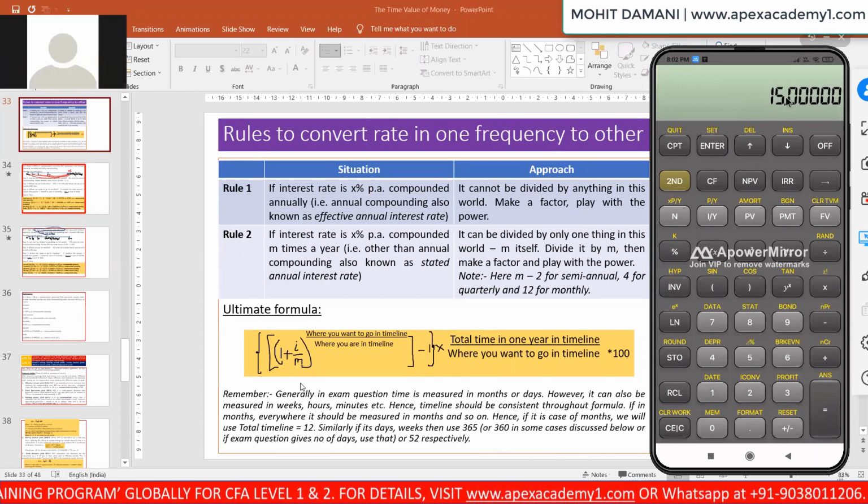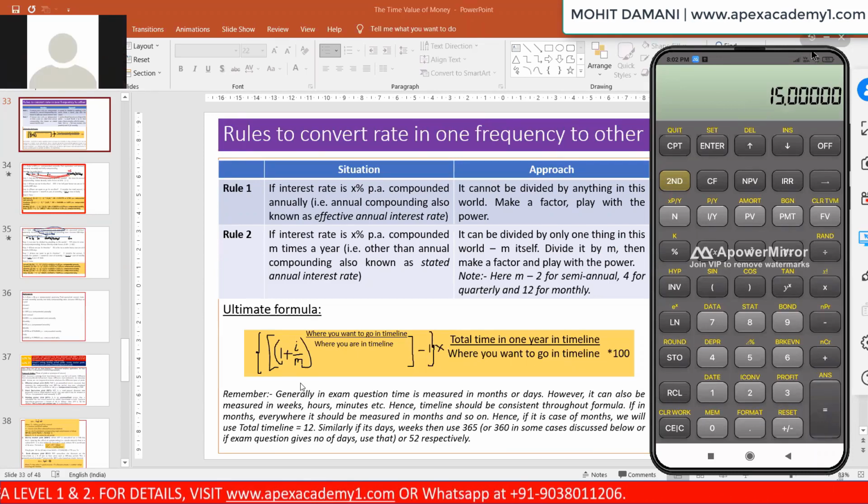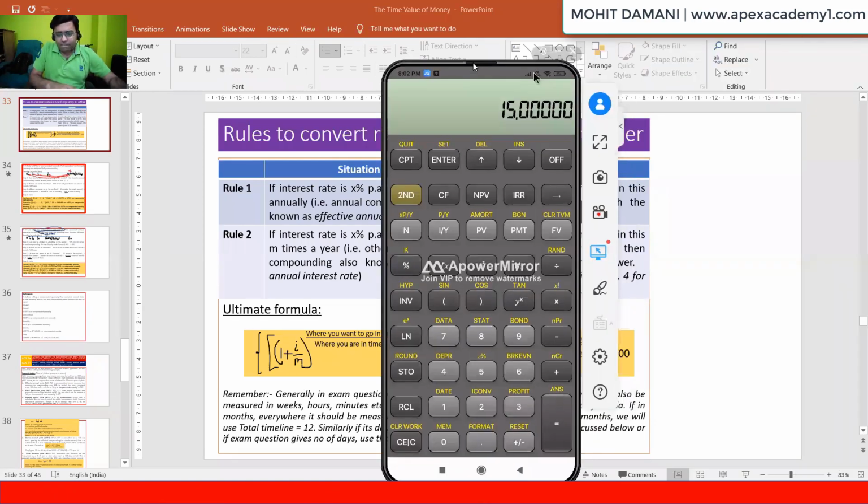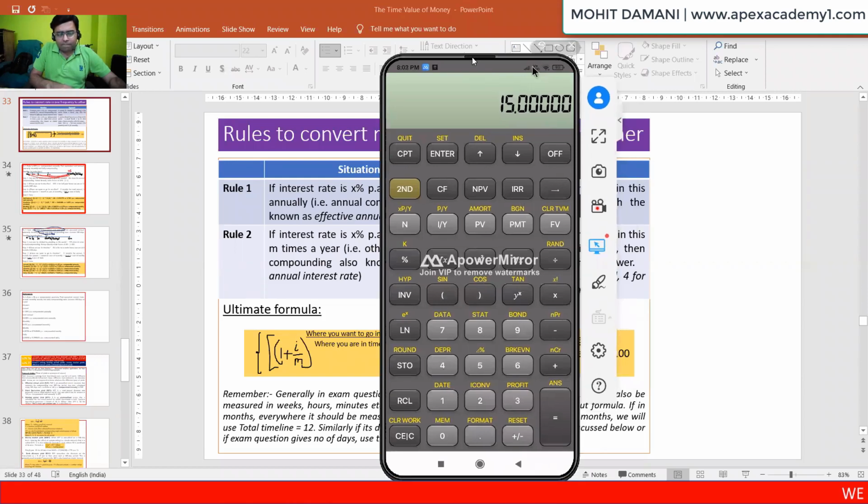Yes. Sir, please take your screen calculator on the center. Okay, 1 second. Okay, sorry for that. Is it okay? Yeah, I think it is okay now.